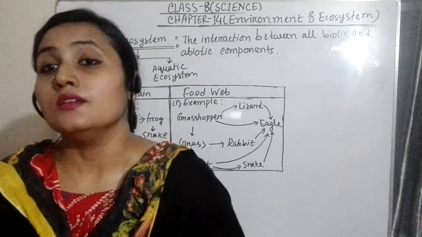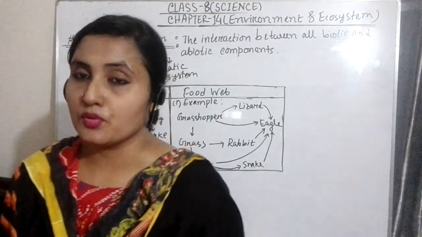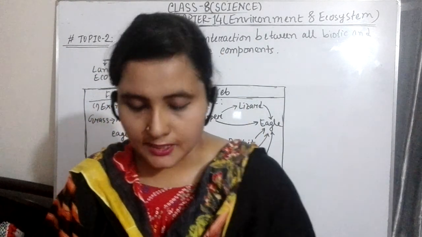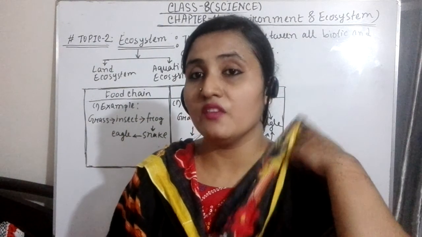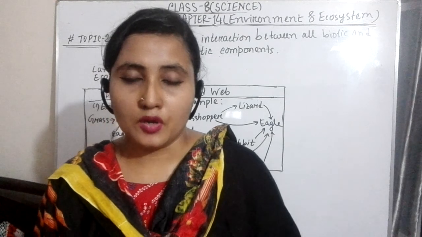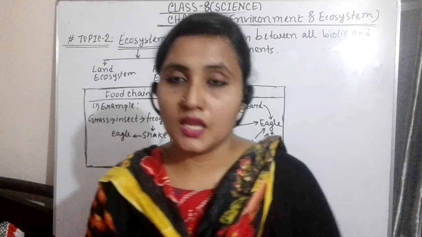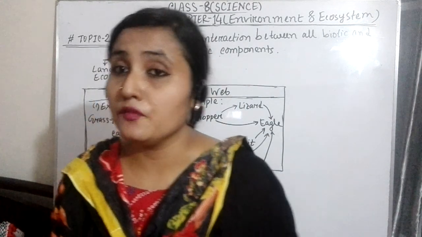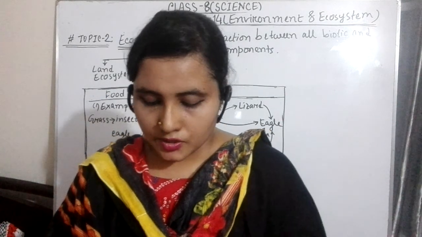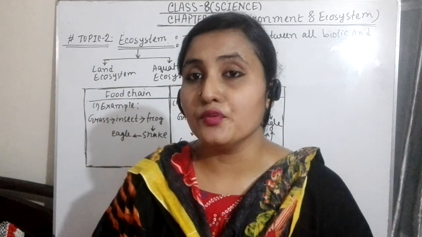Today this session of science class will be held on the remaining portion of chapter 14, that means environment and ecosystem. In the previous class we have discussed ecosystem, various kinds of ecosystems, and the pond ecosystem elaborately. I think now all of you can explain the ecosystem, specifically the pond ecosystem, very well. By the way, today we are going to discuss food chain and food web.